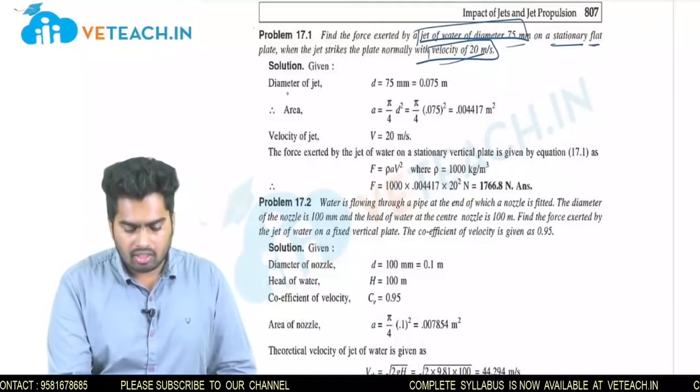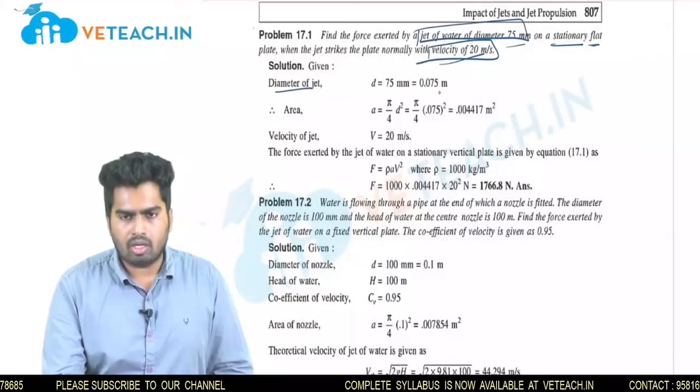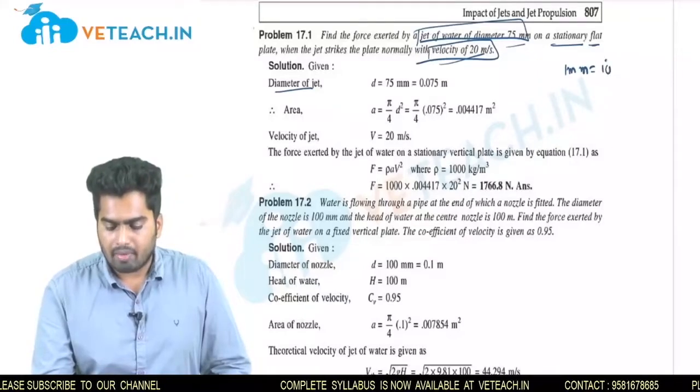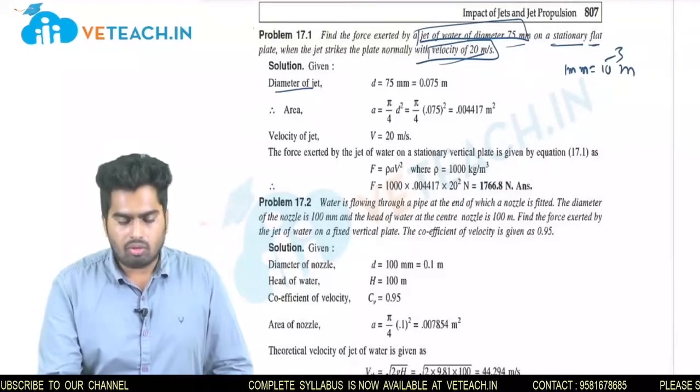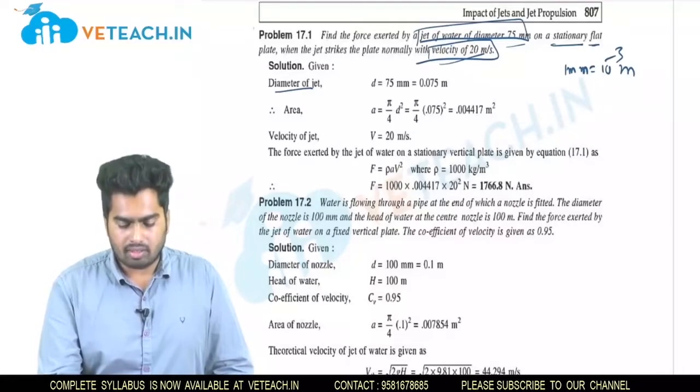The given data is the diameter of the jet, 75 mm. We have to convert this mm to meter. How to convert mm to meter? As we are well aware, 1 mm is equal to 10 to the power minus 3 meter. So 75 into 10 to the power minus 3 gives 0.075 meters.